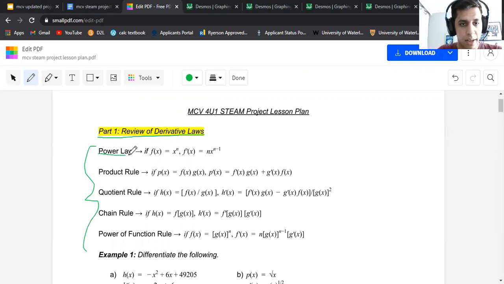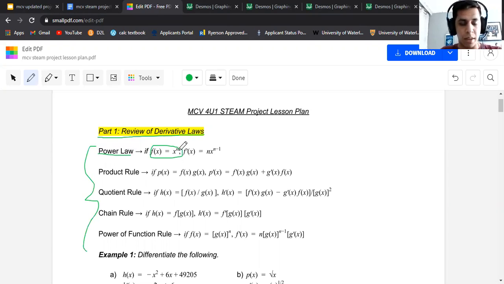As you can see right here, the power law is the most common and most simple derivative law, and it involves having a function raised to an integer that is n. Essentially, what this means is that you have x to the 2, x to the 3, x to the 4, whatever, x to the negative 2, x to the negative 3, any number that is raised to.